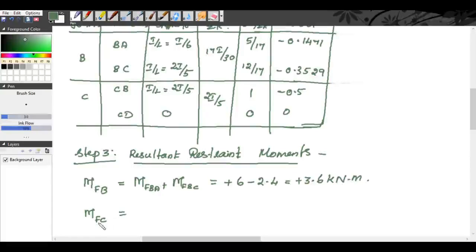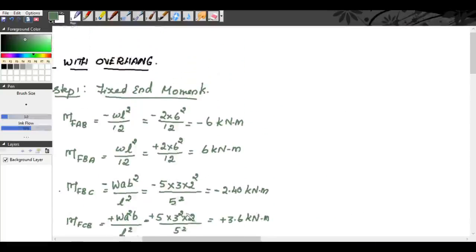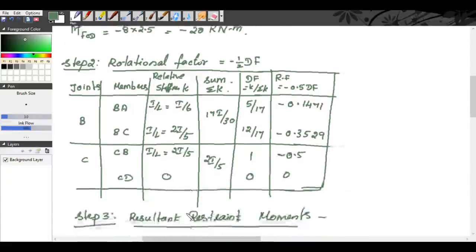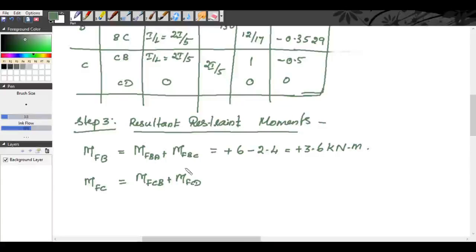Now MF C is equal to MF CB plus MF CD. That is equal to plus 3.6 minus 20. So we get minus 16.4 kilonewton meter. Now we will go for the Kani's iteration cycle. That is our step 4.